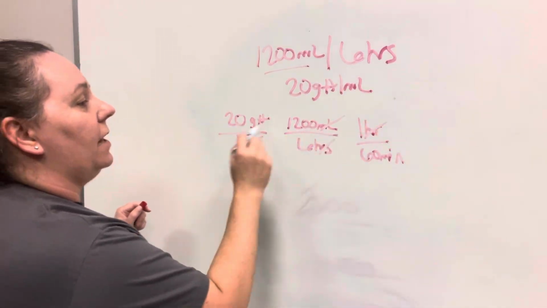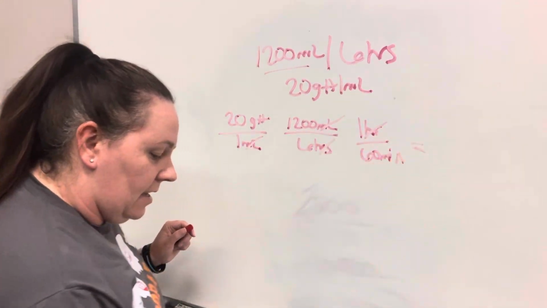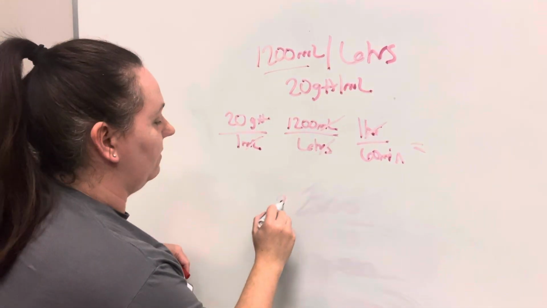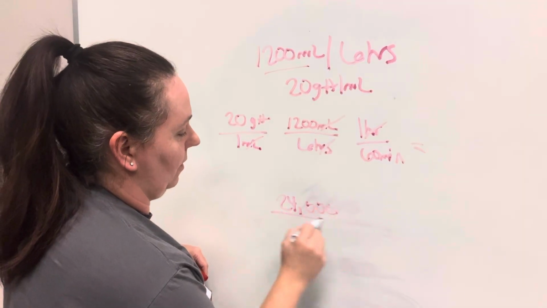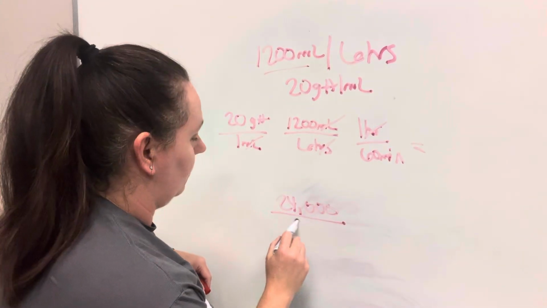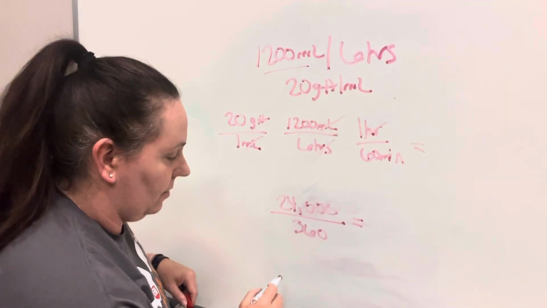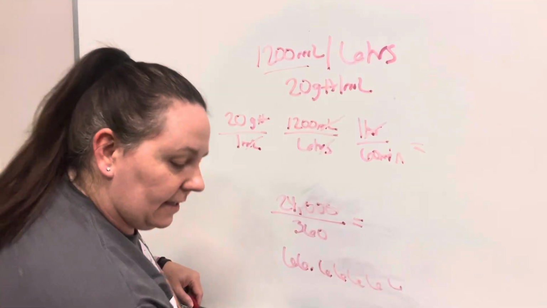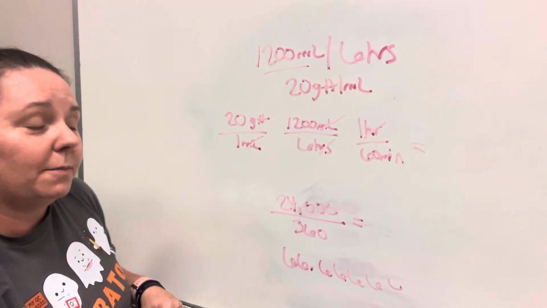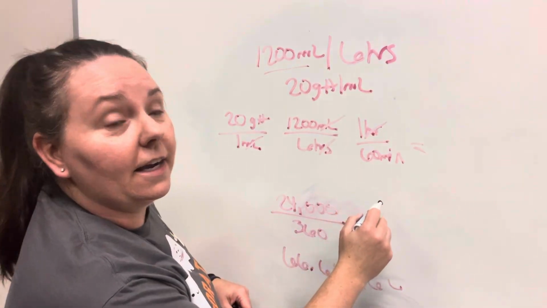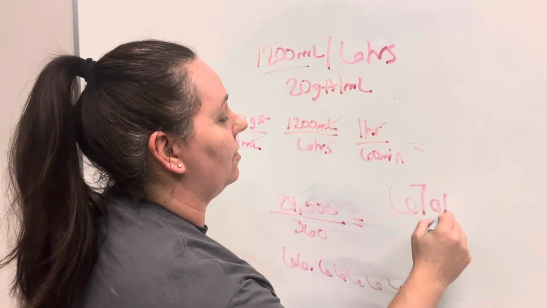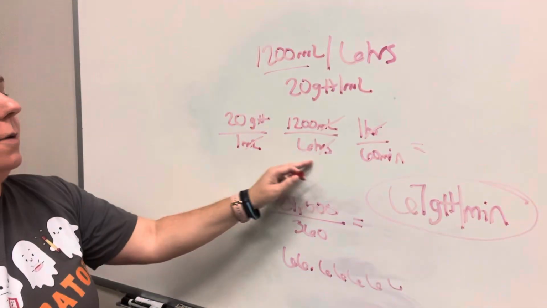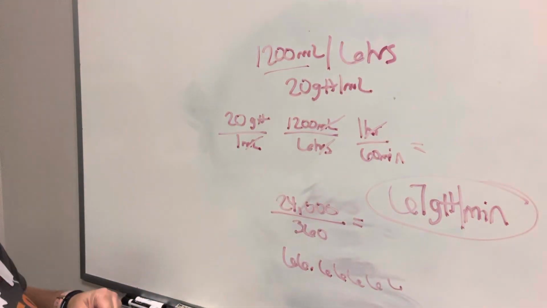So multiply across and multiply across, and we're going to get 24,000 over 360, which is going to equal 66.66666. So then we'll round to the whole number again, and our answer is going to be 67 drops per minute. It's all here in one equation. So definitely makes it easier.